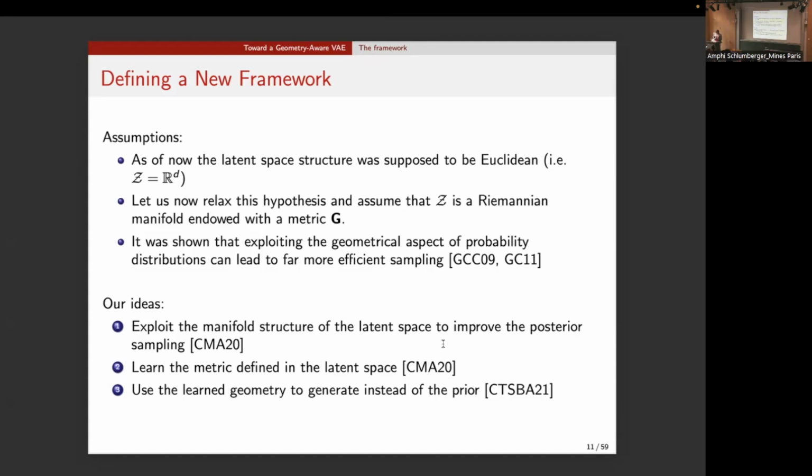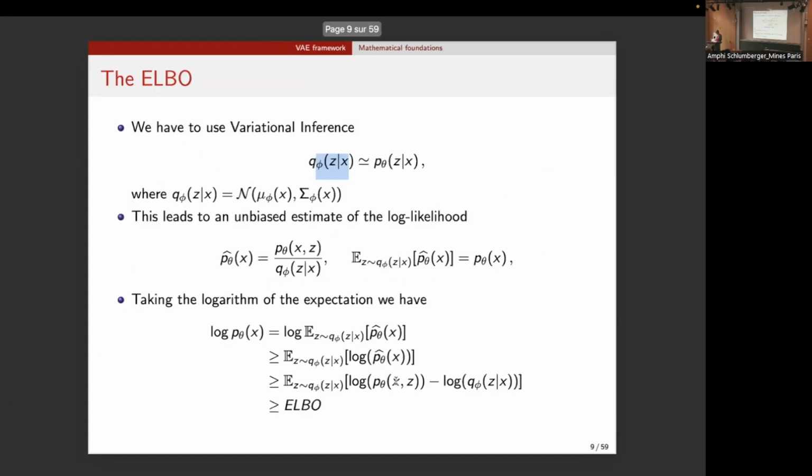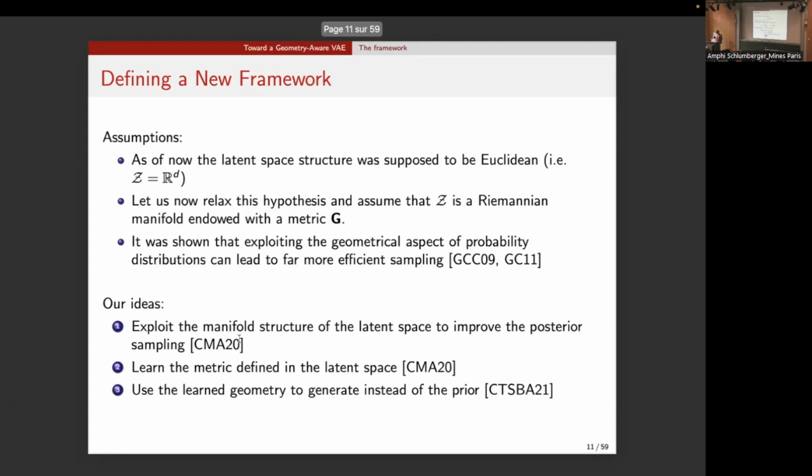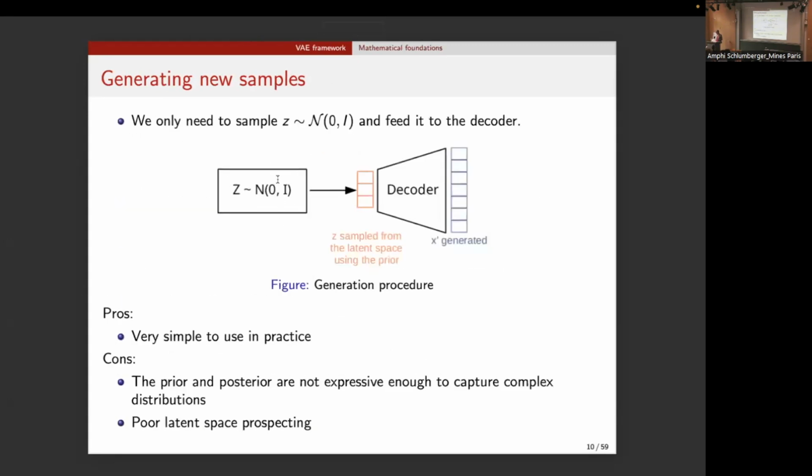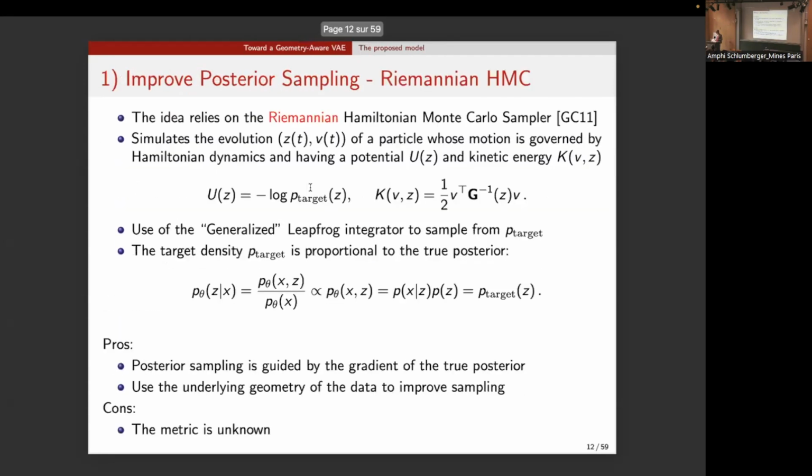We will exploit the geometrical aspect for two reasons. The first is to make the ELBO closer to the target distribution, so first, for the training. And second, for sampling, we will change the distribution that we have here to a distribution that depends on the metric that we get in this latent space. Since we have a Riemannian manifold with a metric on a compact set, you can get the uniform distribution on the manifold, thanks to the metric, and then sample from that. So this is what we're going to do.